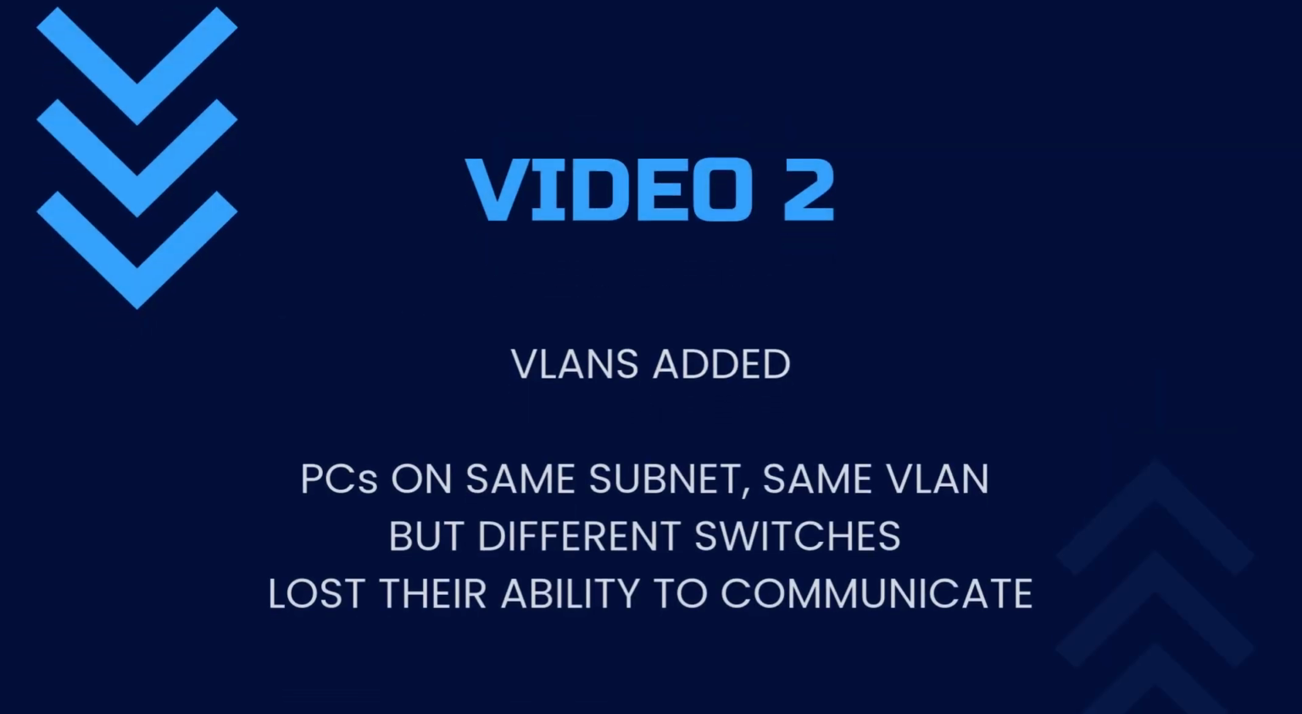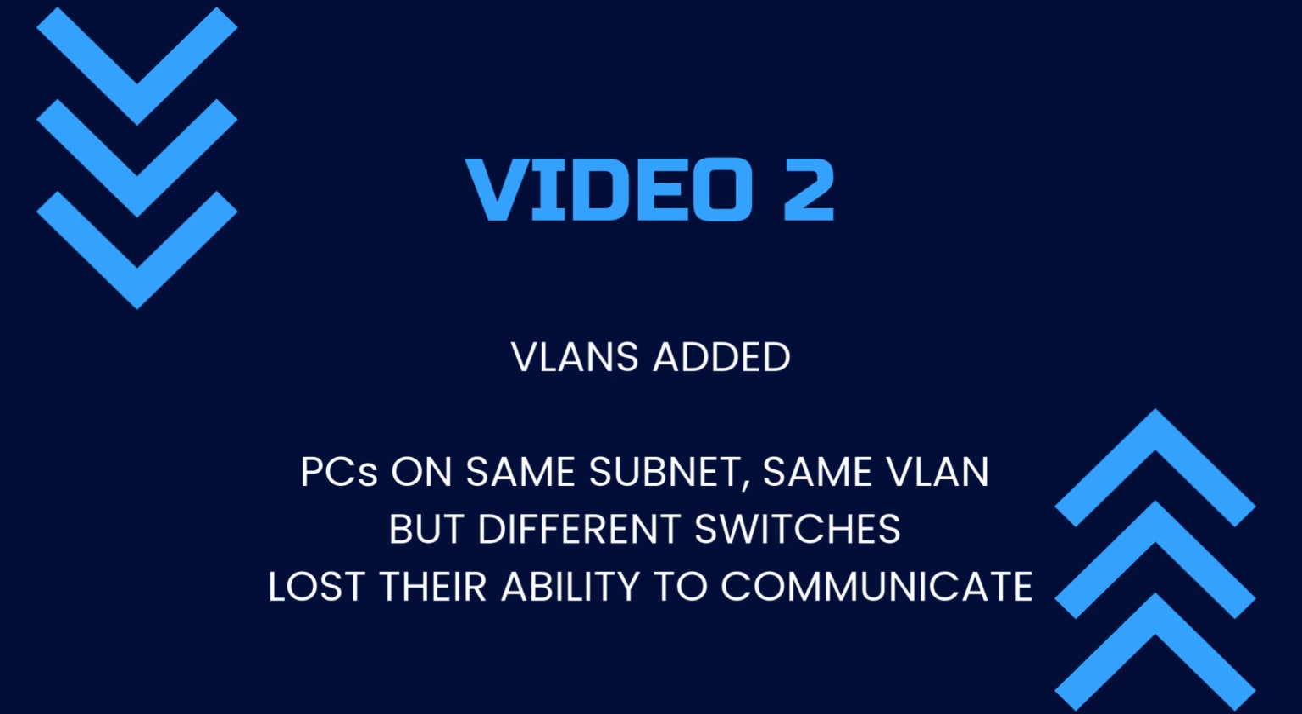In the second video, VLANs were added, but the switches were not trunked. As a result, only PCs on the same VLAN and same switch could communicate. VLANs provide a way to segment a network at Layer 2 and control the flow of broadcast messages. However, without trunking, inter-VLAN communication is not possible.